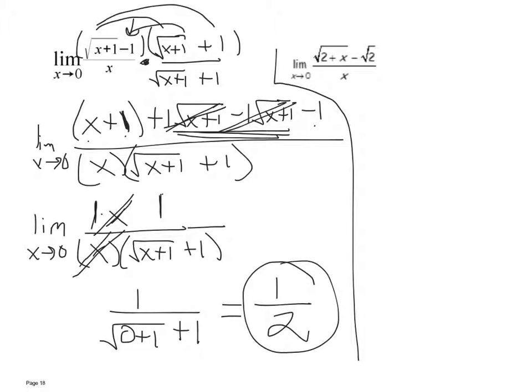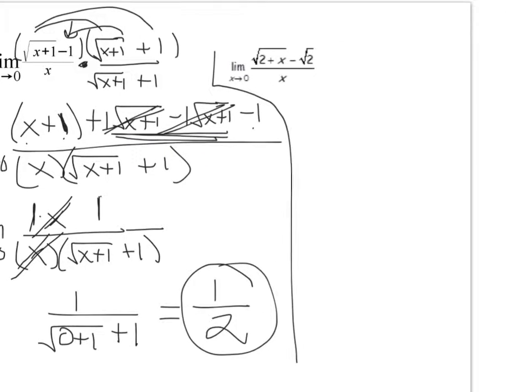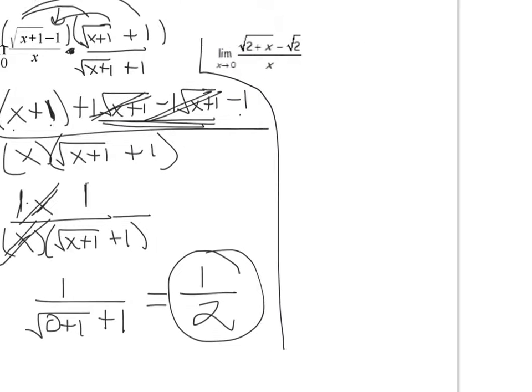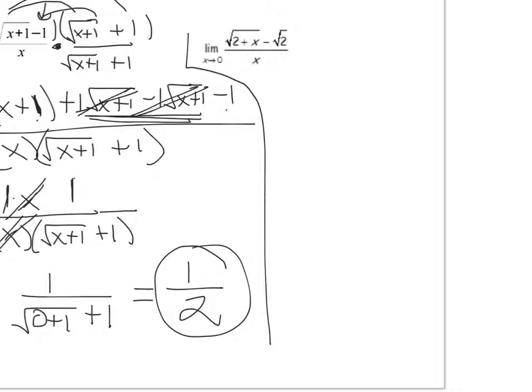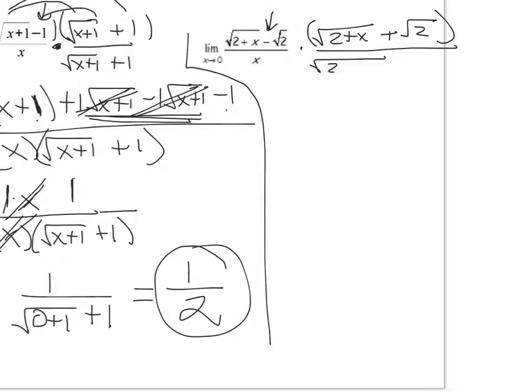All right, so let's do the same trick on this other one. We're going to multiply by the conjugate. So I have a minus there, so I'm going to multiply by the same crazy looking thing, but with a plus. It's called the conjugate. But I can't do it on the top without doing it on the bottom, or I'm changing my problem.